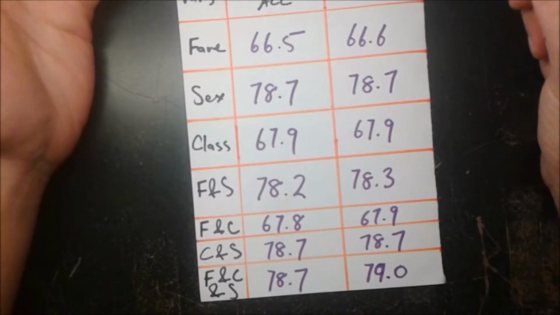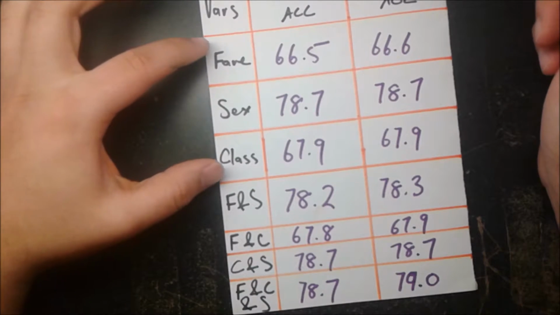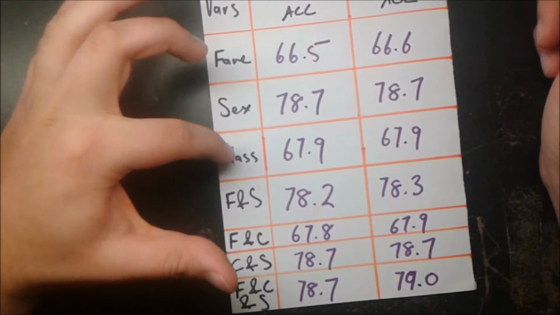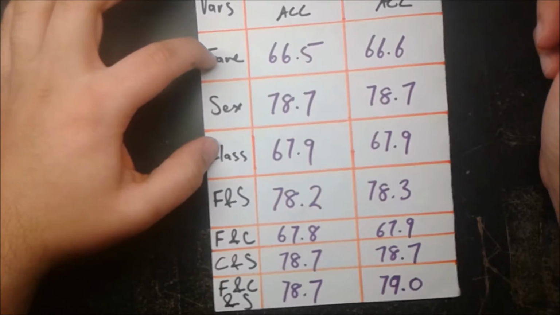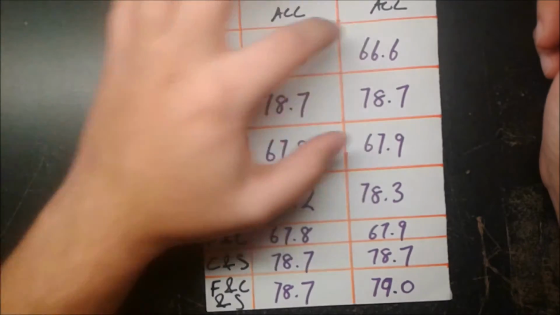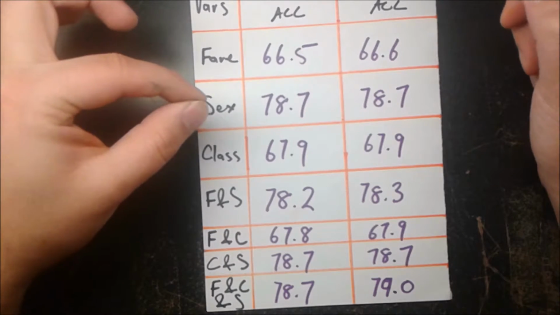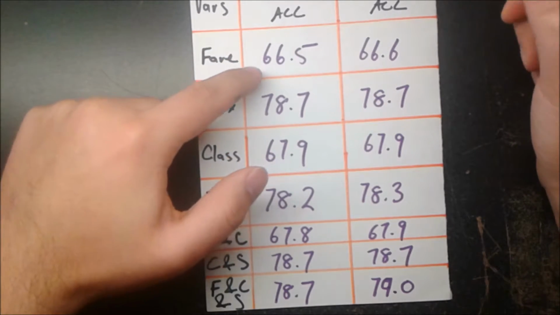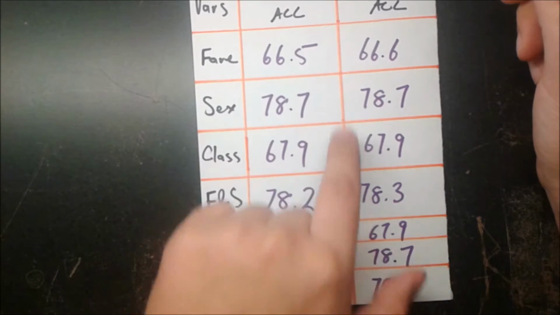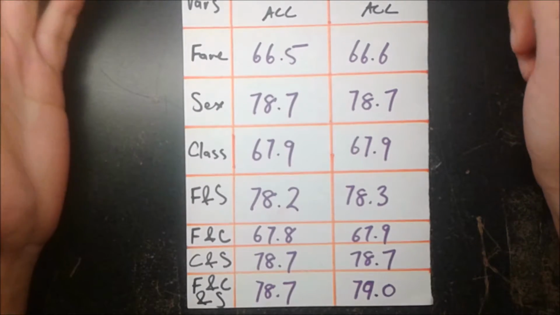So there's that. But let's also see something. Let's look at the univariate cases: fair, sex, and class. So fair and class kind of do the same at predicting accuracy. But interestingly, sex has a higher accuracy. It's over 10% higher than both fair and class. So that's kind of interesting.